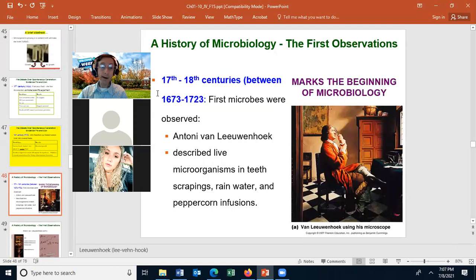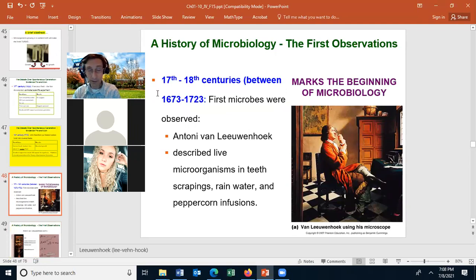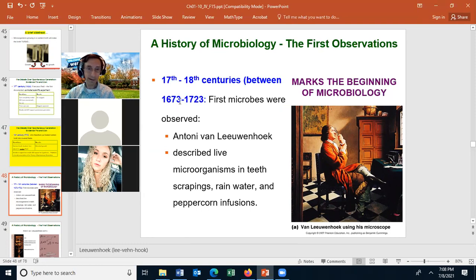While this argument about spontaneous generation or biogenesis was being argued by the early microbiologists, we had the first observations made in microbiology. And that was done by Antony van Leeuwenhoek, who was the best lens grinder and microscope builder of his day. And he did his studies from 1673 to 1723, which is I think when he died.